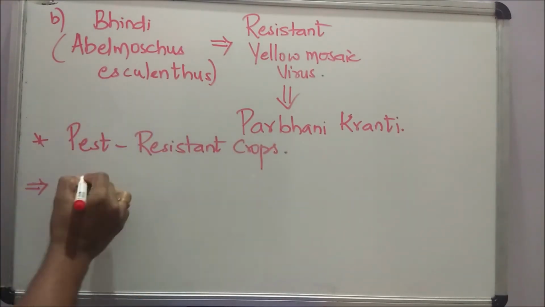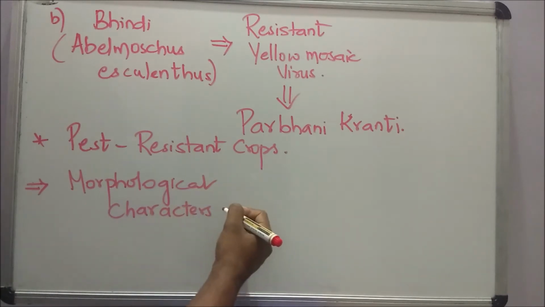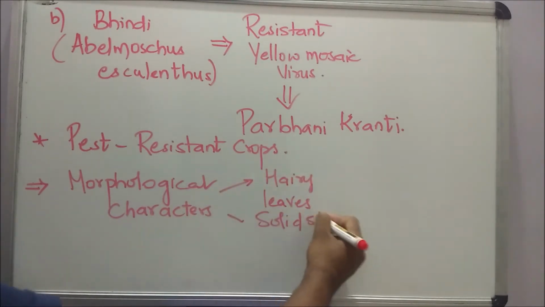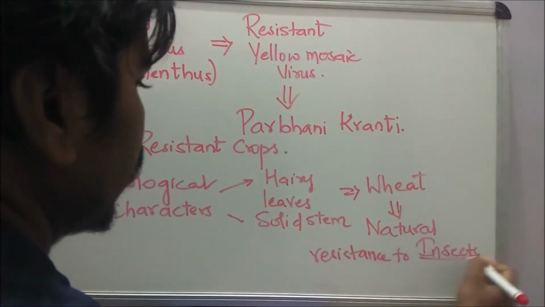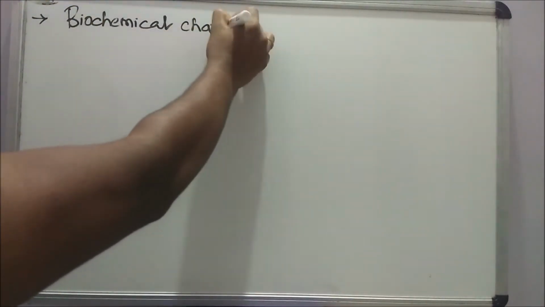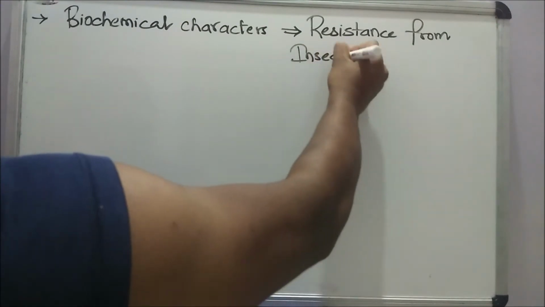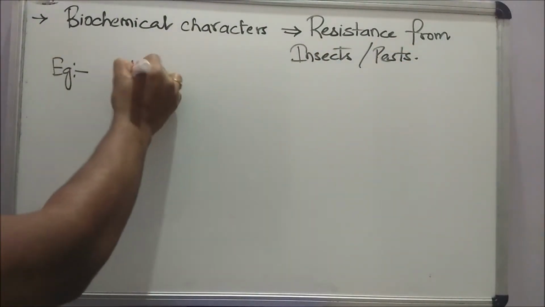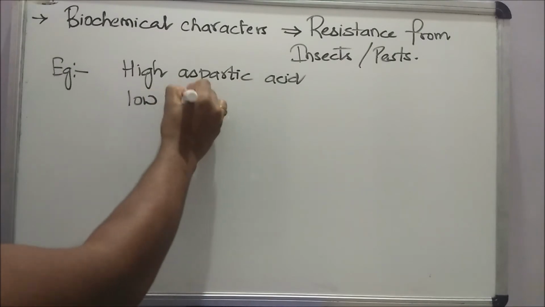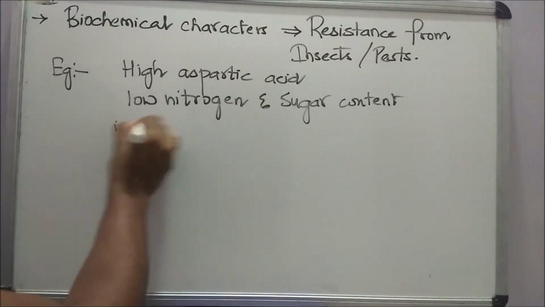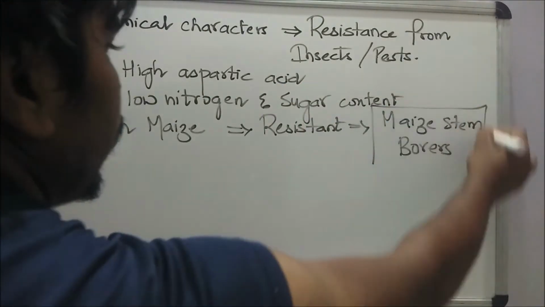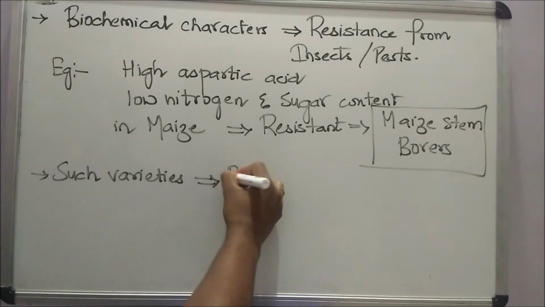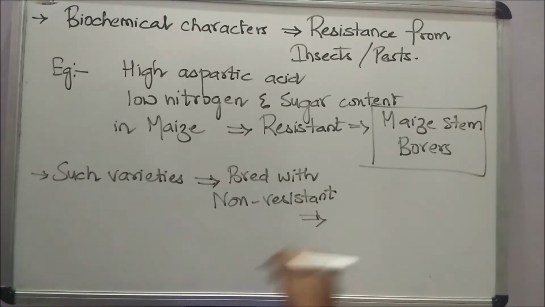Let's learn about the pest resistant crops. Certain morphological characters like hairy leaves and solid stems of wheat naturally provide resistance from insects and pests. Similarly, biochemical characters provide resistance from insects and pests. For example, the high aspartic acid, low nitrogen and sugar content in maize leads to resistance against the maize stem borers. Such varieties are bred with non-resistant varieties to produce pest-resistant hybrids.